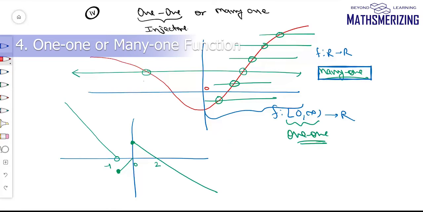Now, what about this one? Is this a one-one or a many-one function? Now if it is defined from minus infinite to plus infinite, if I draw a line, I'm getting more than 1 point of intersection. So this again is a many-one function.